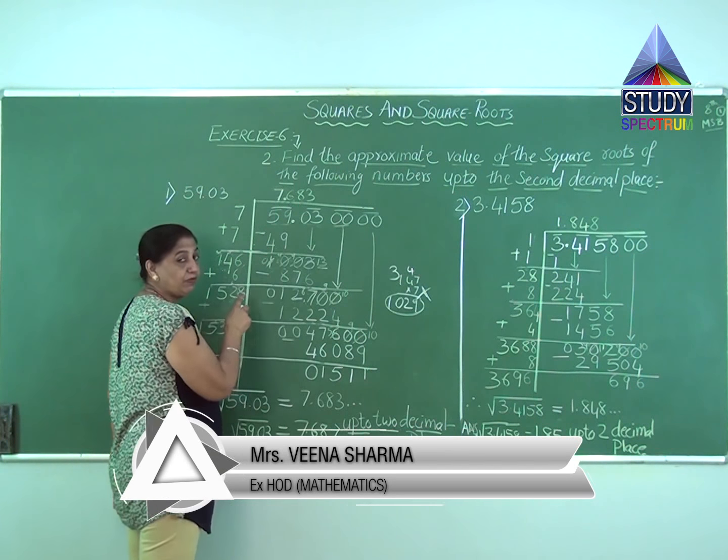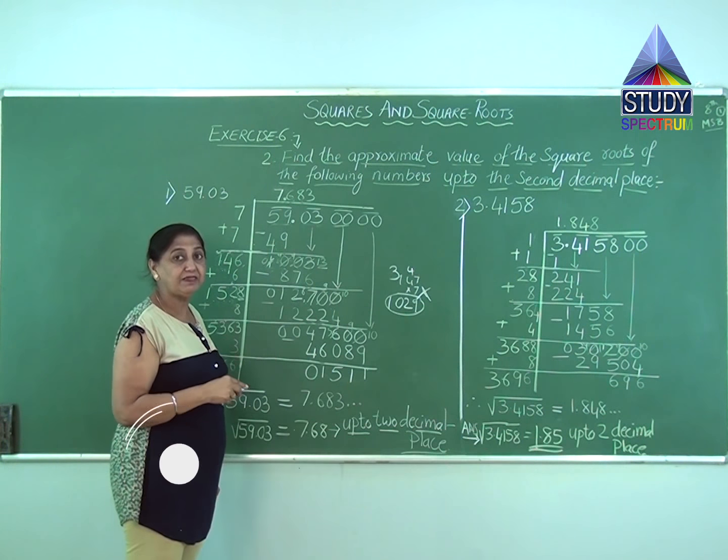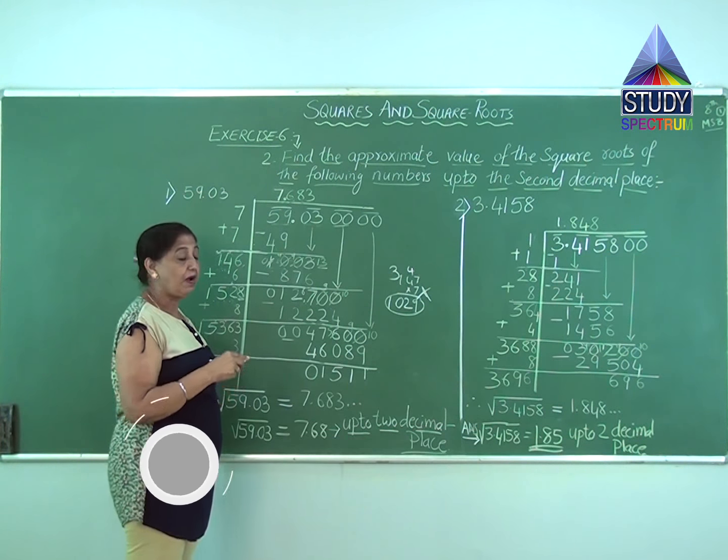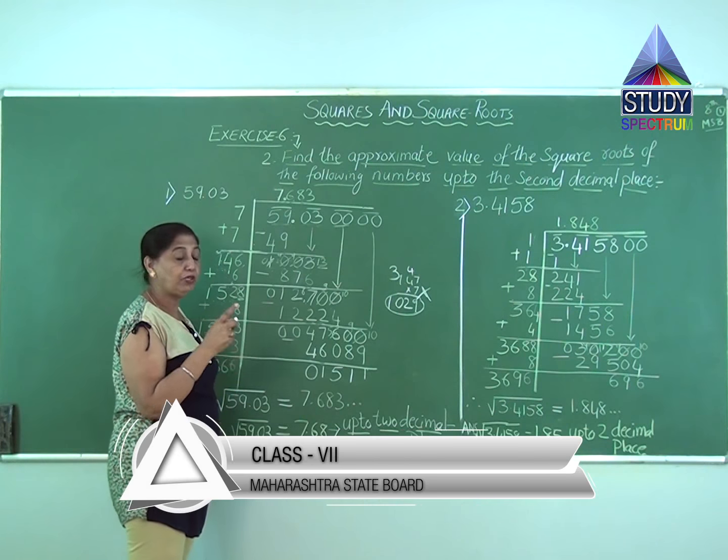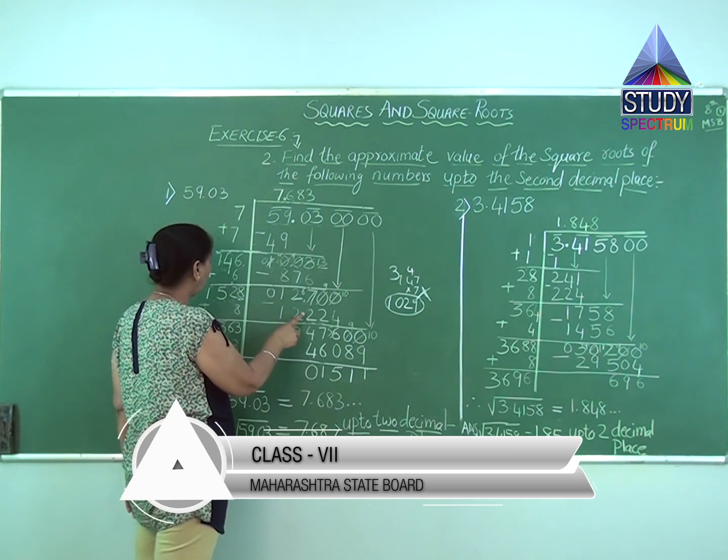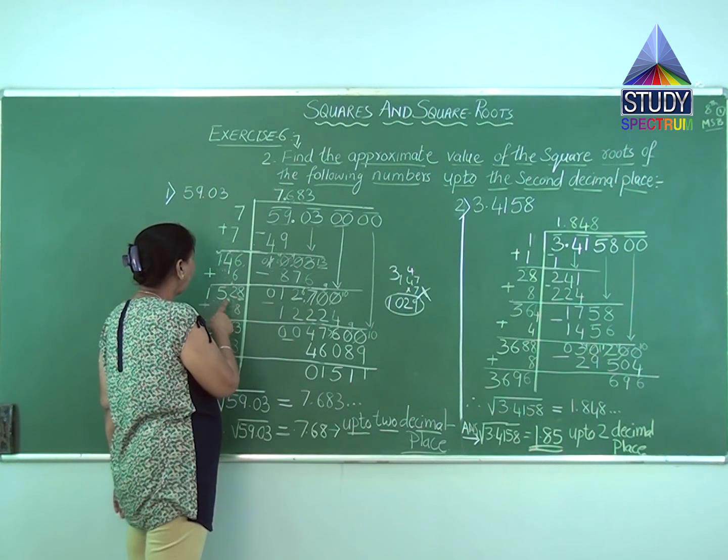8 into 2 gives me 16. 16 plus 6, how much? 22. So I will write 2, 2 carry. 8 into 5, 40. 40 plus 2, 42. Again I will write 2, 2 carry. 8 into 1, 4 carry. 8 into 1, 8 plus 4, 12 will come here, right?